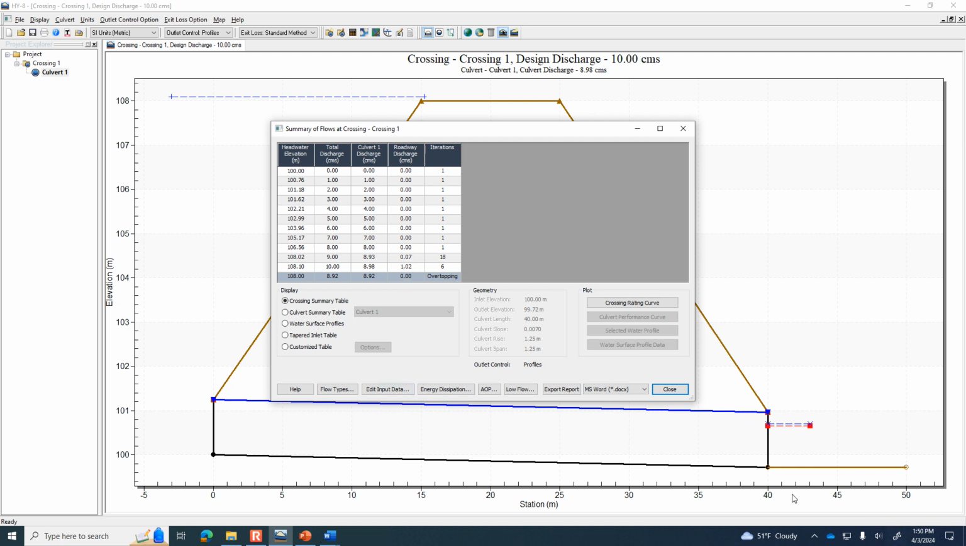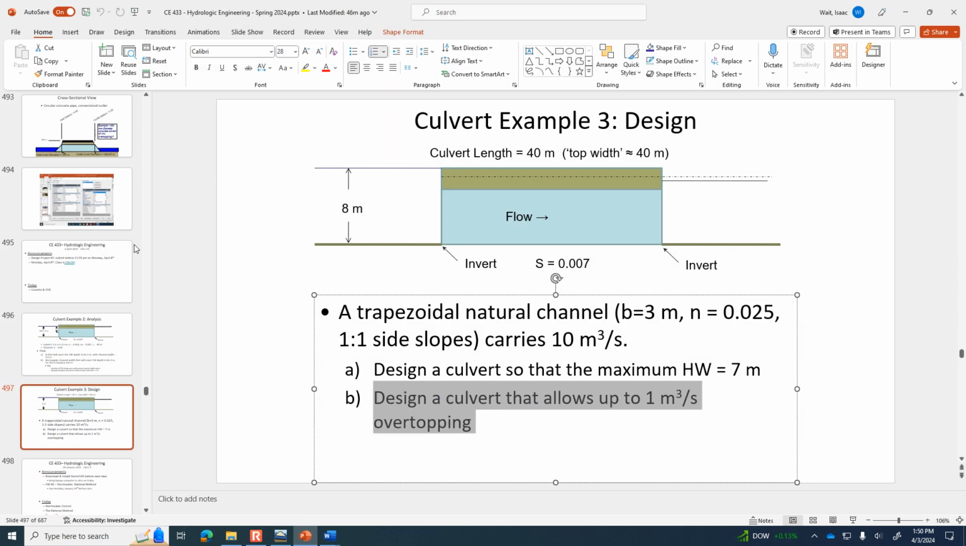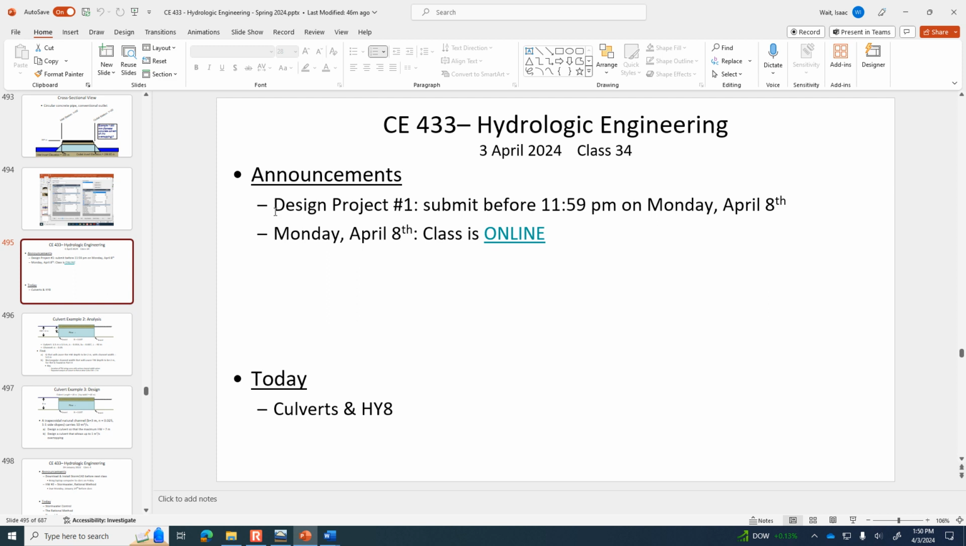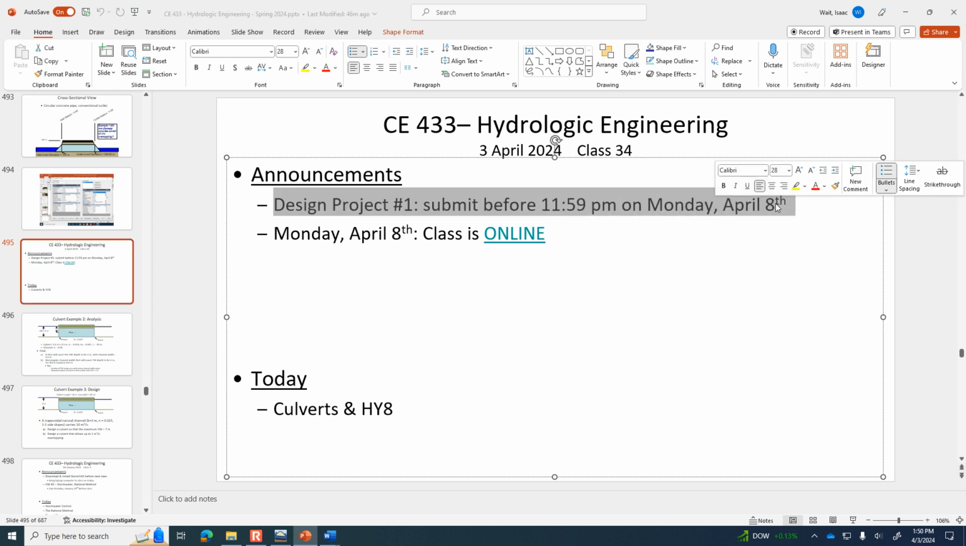So 150, we're out of time. Hopefully that hands-on practice was useful to just get you thinking in 3 dimensions when it comes to culverts and understanding the process of iterative assessment through HY8. And that's what you're going to need to do for the project, which is due on Monday.